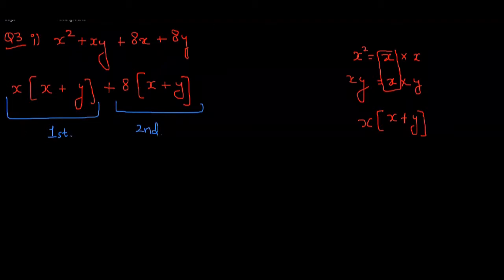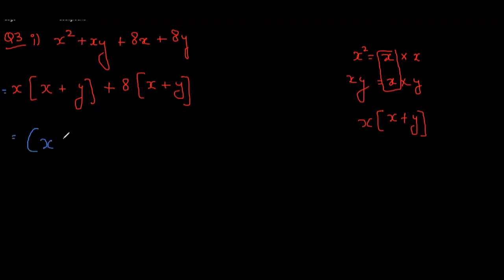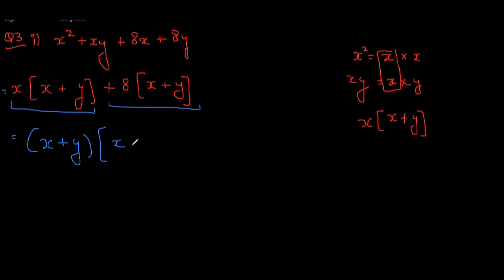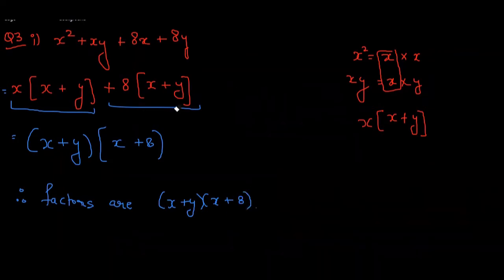Okay. Now, if you pay attention, Vibhu, in both the terms, there is something common. What is that common thing? Sir, both have X, Y. X plus Y. So yes. From both the terms, can I take X plus Y common? In the first term, what is remaining? Sir, X. Very good. In the second term, what is remaining? Sir, 8. Plus 8. Therefore, factors are this one, X plus Y and X plus 8. Is it making sense? Any doubt? Yes, sir.